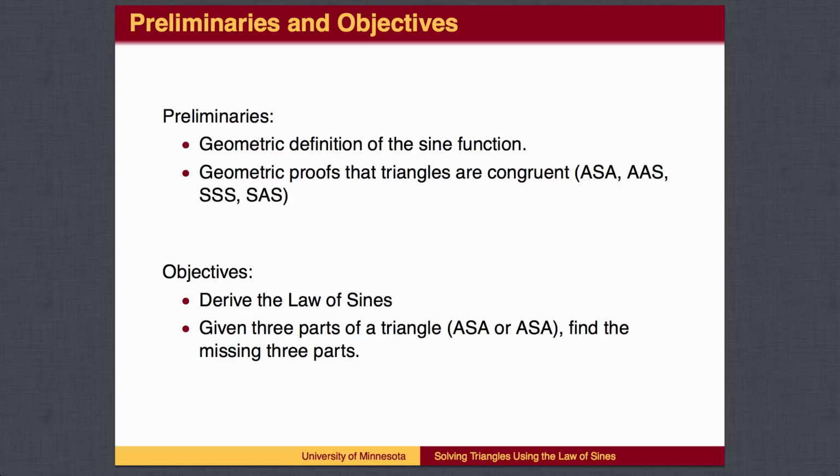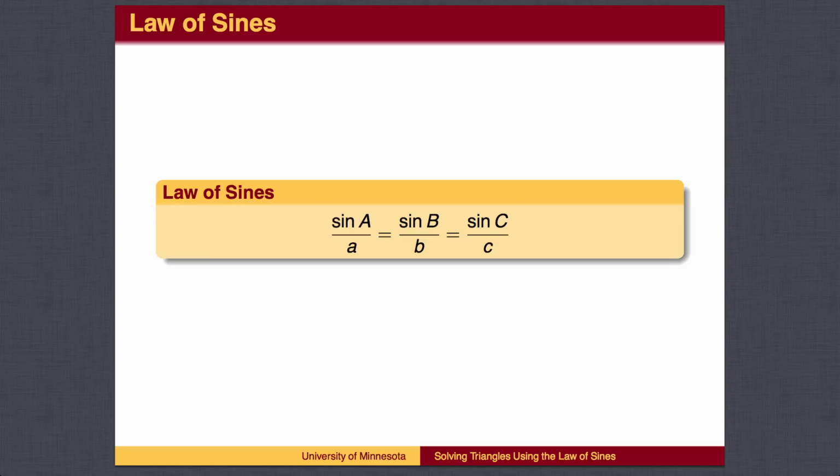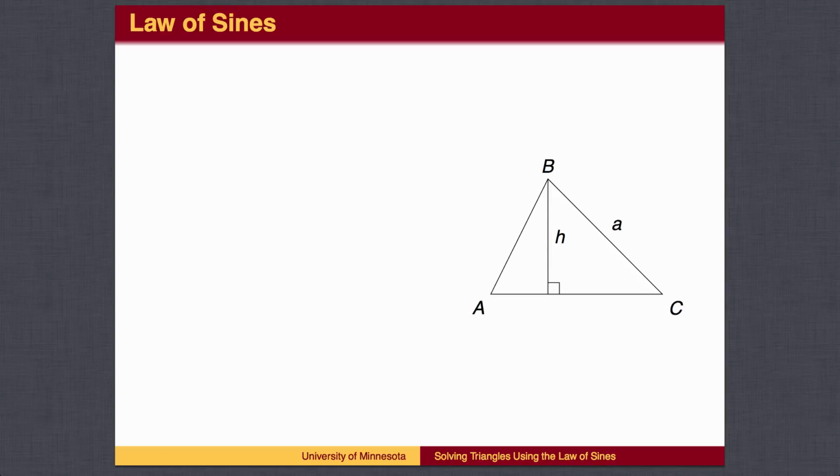The law of sines gives a relationship between the measures of two angles of a triangle and the lengths of the sides opposite them. The law of sines applies to any triangle, not just right triangles. In this case, triangle ABC is not necessarily a right triangle.